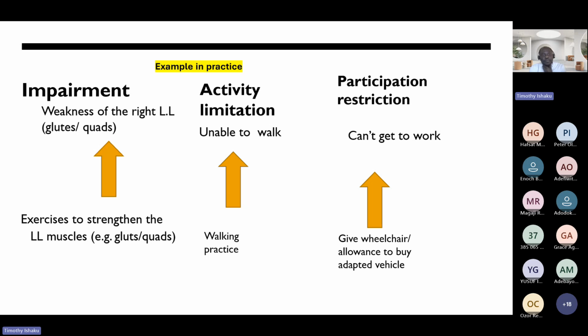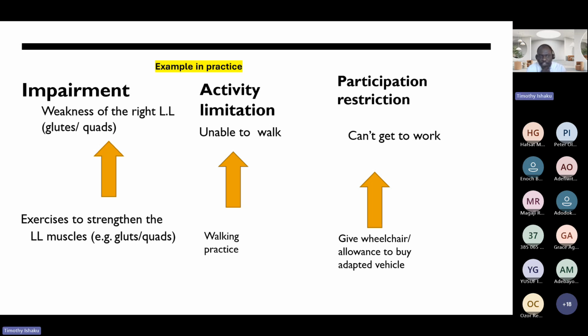Weakness of the right lower limb, like you guys have rightly described, it could be glute, it could be quadriceps. Unable to walk, the person cannot get to work. And if you are thinking in terms of exercise, it is exercise to strengthen the lower limb. That is looking at interventions at the impairment level, which is brilliant, excellent.